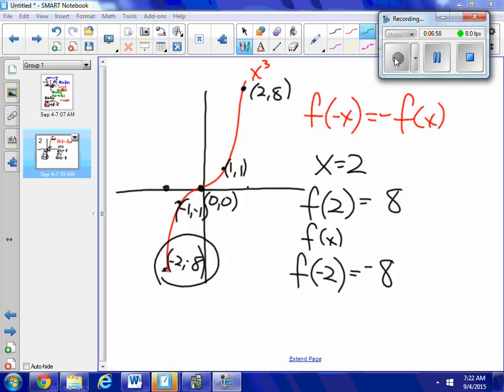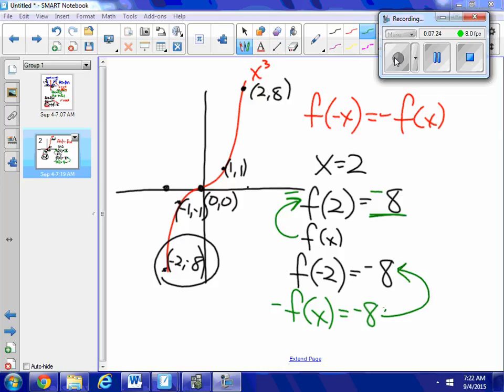What about negative f of x? Well, here was our f of x right there. And our f of x, which was f of 2, was equal to 8. Well, negative f of 2, I put a negative sign in front of that, is equal to negative 8. So I can see that negative f of x and f of negative x, they are the same.